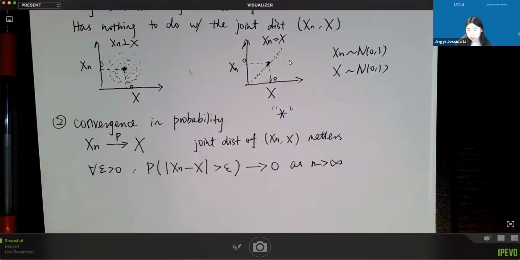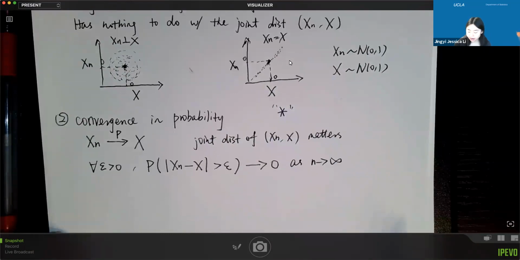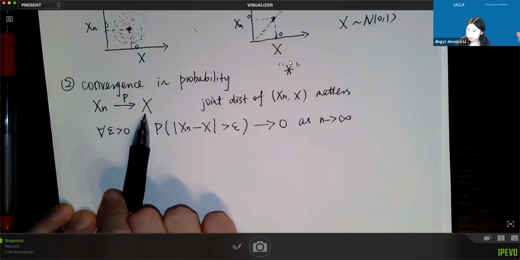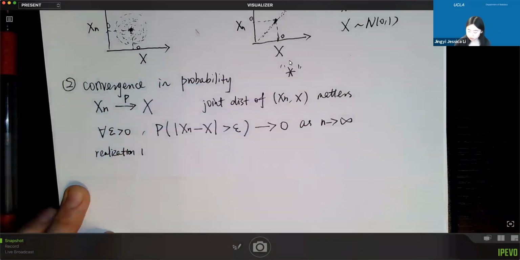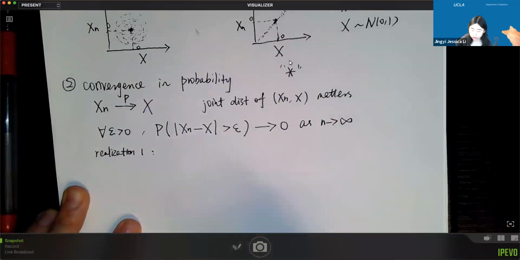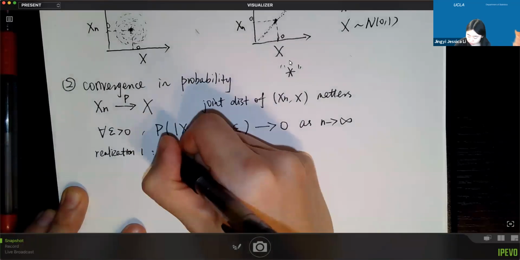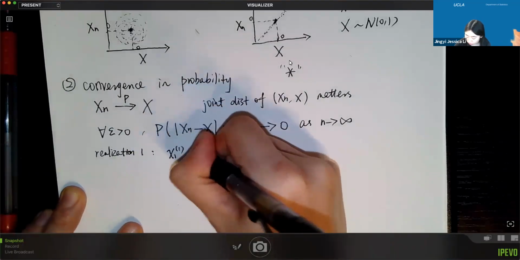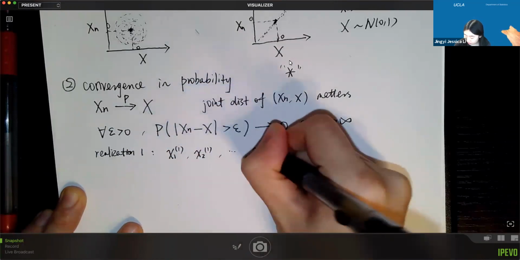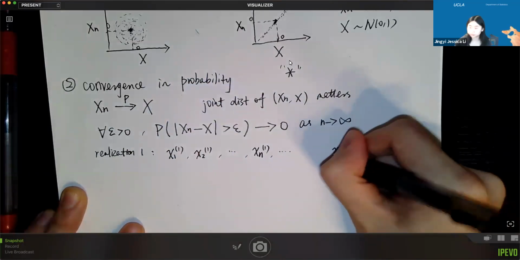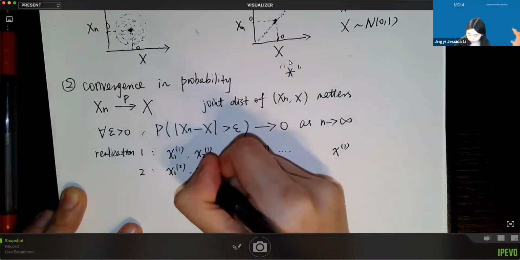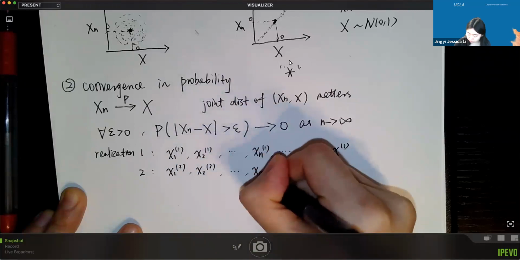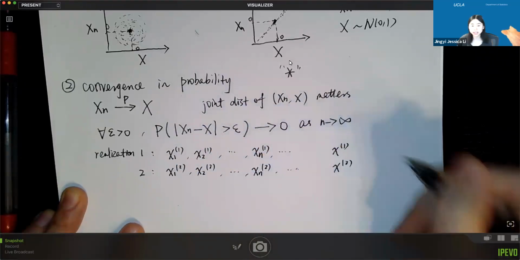Okay, how do we interpret this? I think an intuitive way to understand this is to think about realizations. Here I have a random variable sequence and a random variable. Let's think about their realizations. Here is realization 1. In this first realization, I'm drawing numbers from the sequence and the limit. Let's say that I have x1,1, x2,1, up to xn,1, and so on, and for my limit, I have x1. Realization 2, I have x1,2, x2,2, xn,2, my limit, x2. And I do it many, many times, okay?